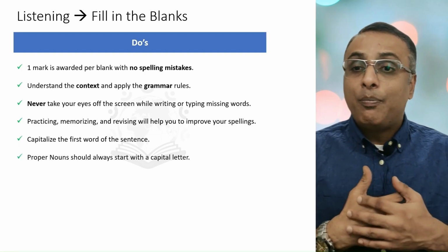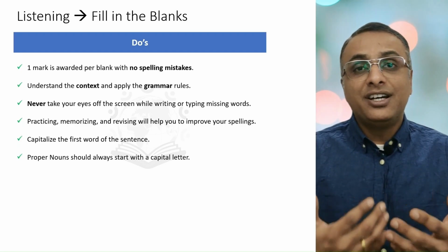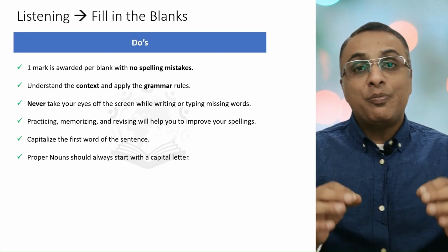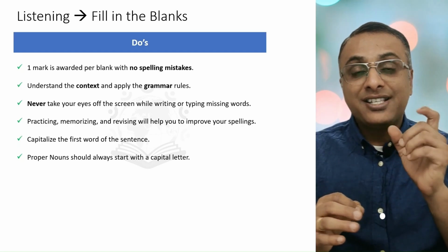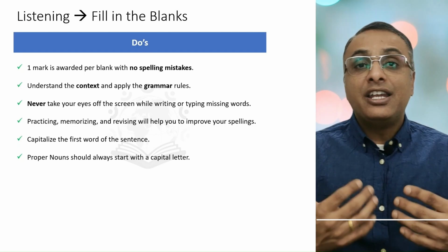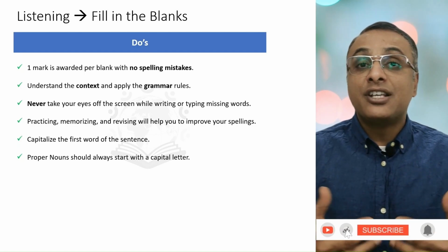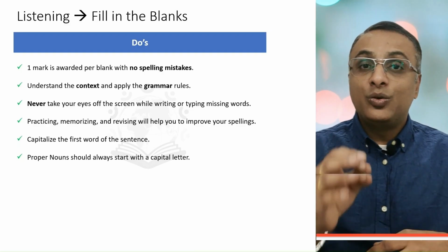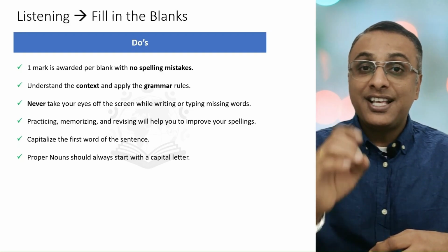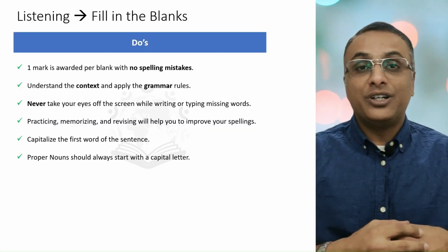Next thing, proper nouns should always start with a capital letter. You need to make sure that the first letter of that particular word is capitalized. For example, name of a country, name of a place, name of a person, all of these come under proper nouns. You need to make sure you will capitalize that first letter of that word.